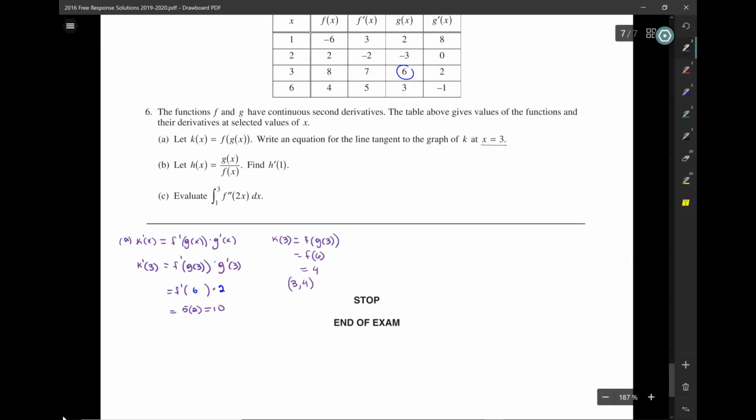Therefore, it's y equals m times (x minus x1) plus y1, which is 4. Okay? 2 points for the slope. 1 point for the equation of the tangent line. Okay, part B.